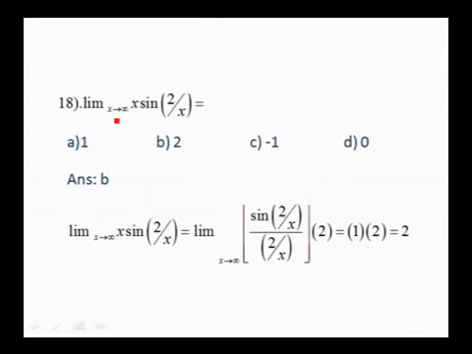Limit x tends to infinity x sin 2/x. So here as x tends to infinity, this becomes infinity, and this is 2/infinity, which is 0. 0 into infinity is an indeterminate form. So bring this x, the x in sin 2/x, down below. Here it is 2/x, sin 2/x by 2/x.